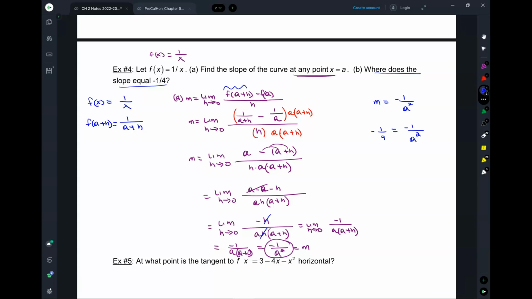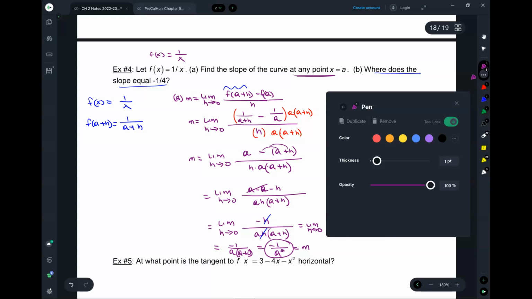Okay, so the negatives go away. And then look. Now I have 1 over 4 equals 1 over a squared. A trick in math is if the numerators are identical, then you can just set the denominators equal to each other. So a squared equals 4, and what's a? Yes, 2 plus or minus 2.